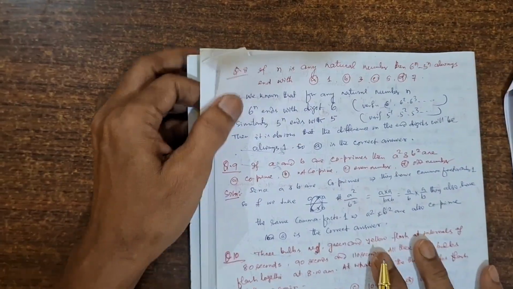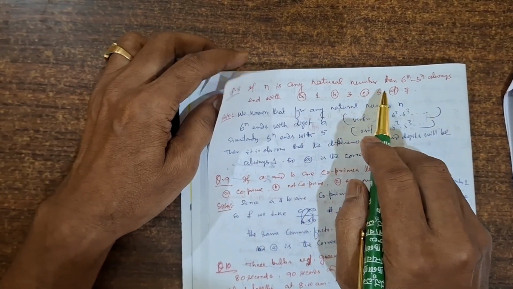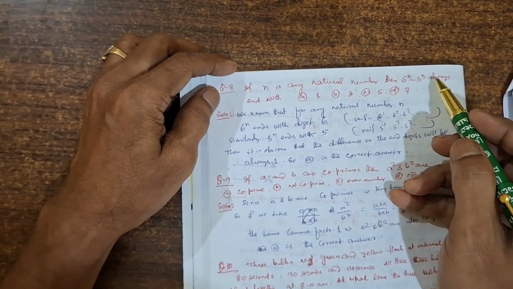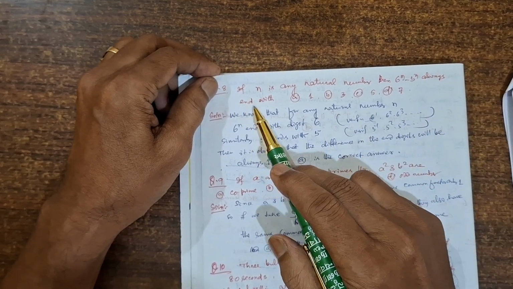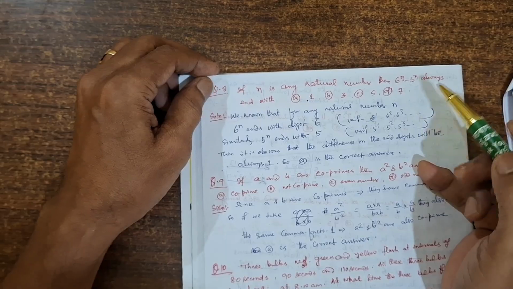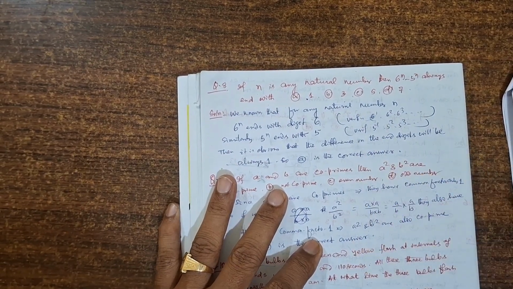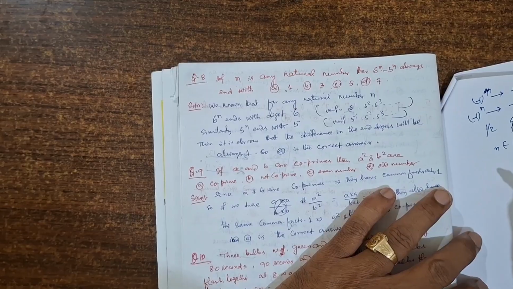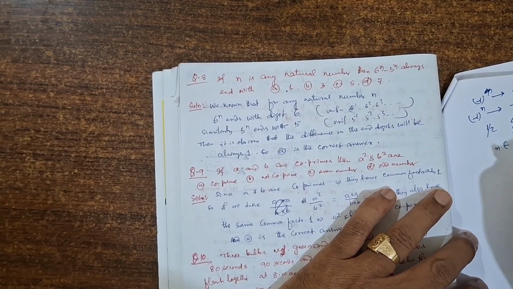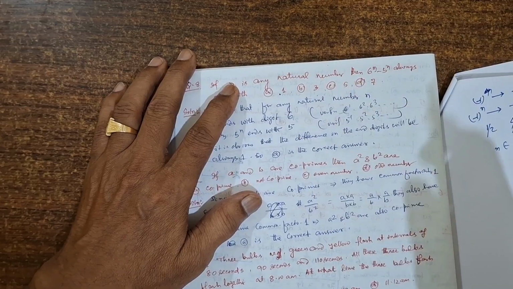Now, question number 8. If n is any natural number, then 6 to the power n minus 5 to the power n always ends with 1, 3, 5, 7. How will you solve this? Prior to solving this, you can spend 1 or 2 minutes by taking n equal to 1 or 2 just for reference, to acquaint yourself with the question.